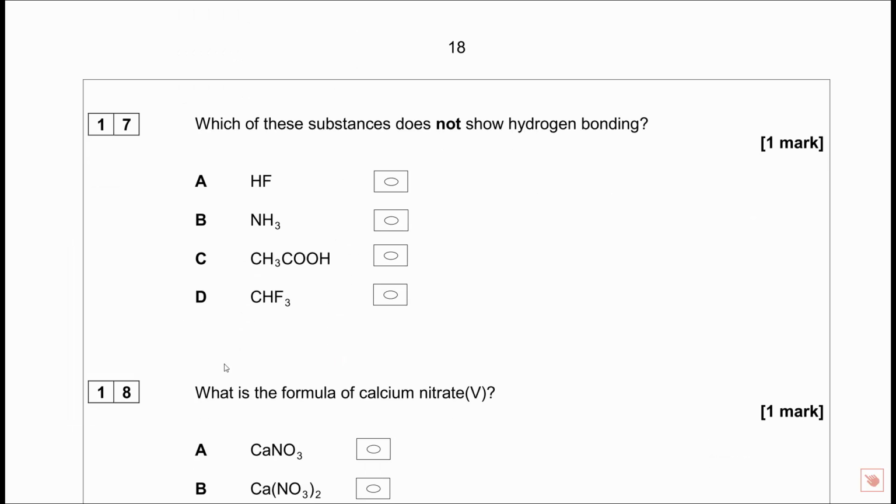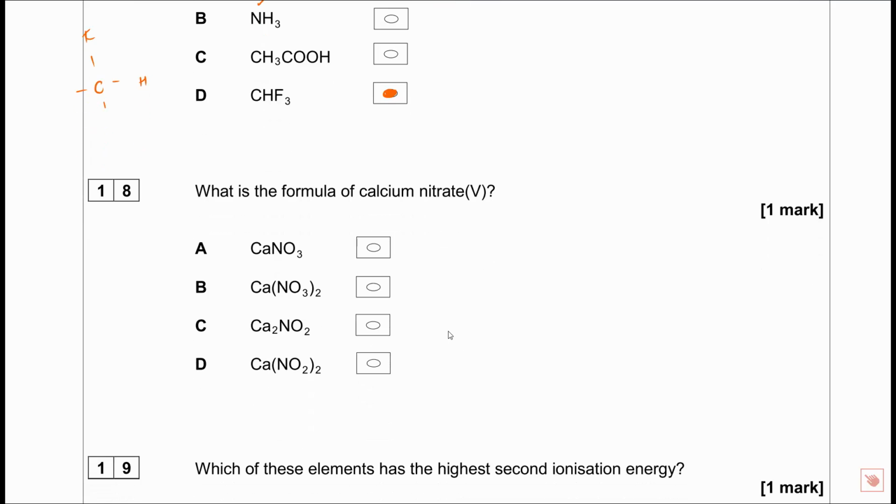17. Which of these substances does not show hydrogen bonding? Well, this one does. This one does. It's going to be this one, because in this case, hydrogen is not bonded directly to the fluorine. Hydrogen is bonded separately. It's bonded to a carbon, therefore it's going to be this one that does not show it.